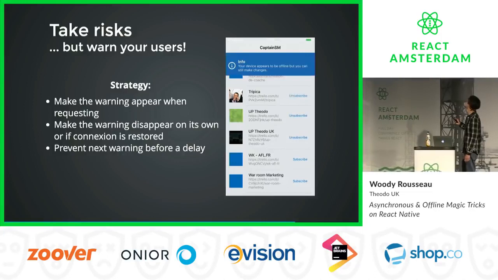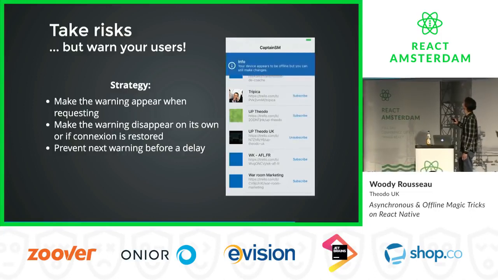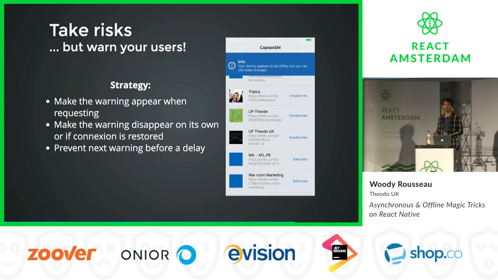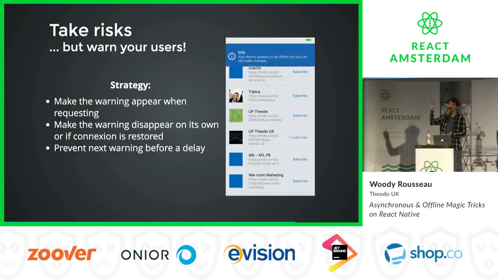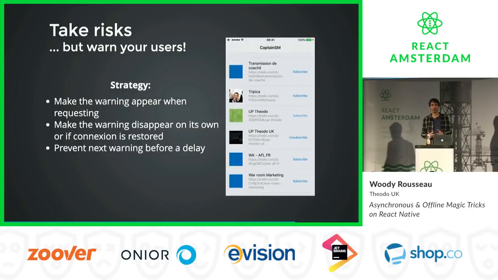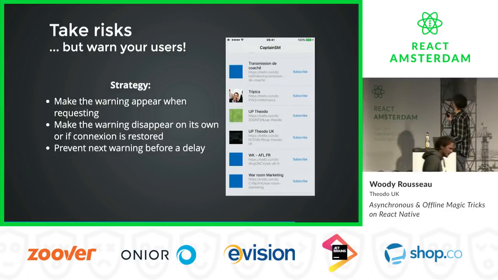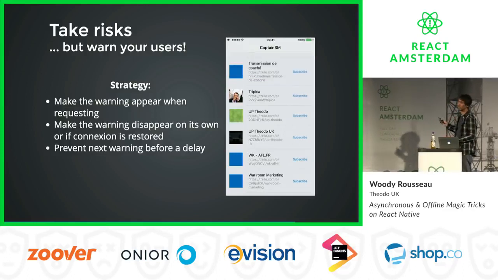I want to make the warning appear when I first make a request. Like when I click on subscribe, I want to make that appear. I want it to disappear on its own after a certain period of time, because I don't want it to be blocking the whole screen, or if connection is restored, that way I just want to hide it. And finally, I want to prevent the next warning from appearing using some sort of a delay, like I have on the GIF. You want to wait a bit before seeing it again, otherwise it's quite annoying for users.